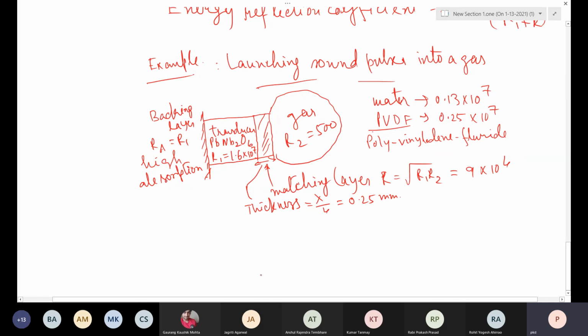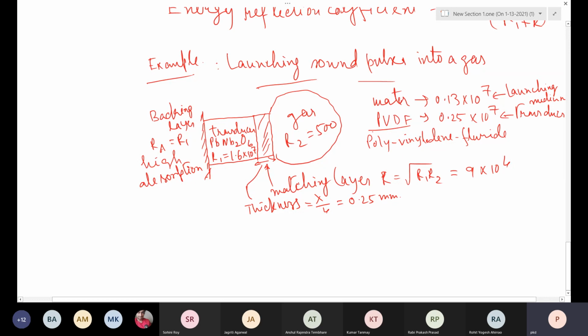Hello, sir. Yes. Sir, could you please repeat that part, when impedance matching is not required? Oh, impedance matching is not required when the impinging medium, that is the transducer, and the launching medium have a small difference in acoustic impedances. So in this case, it may not be required.